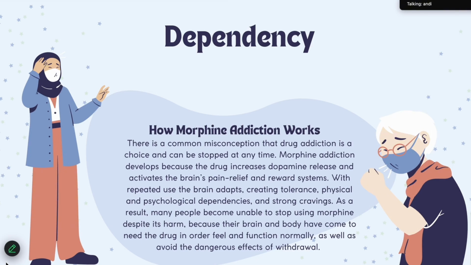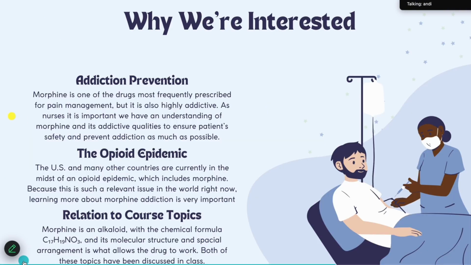Why we're interested. Morphine is a highly effective medication used to manage severe pain, making it one of the most commonly prescribed pain medications in hospitals. We are interested in this topic because, as nurses, we will likely be interacting with the drug frequently. Thus, it is important to understand the physical and psychological dependencies the drug causes in order to be most effective at preventing morphine addiction in patients, as well as providing help and resources for those struggling with addiction.